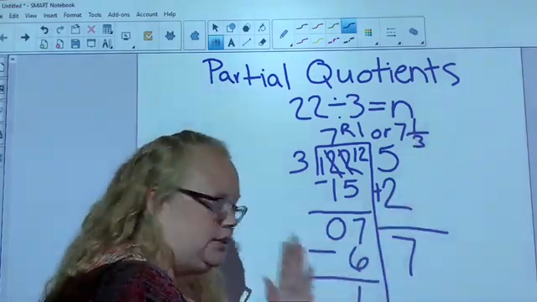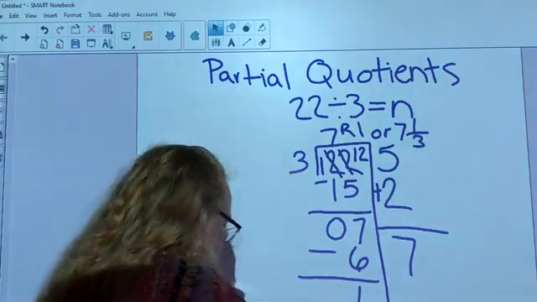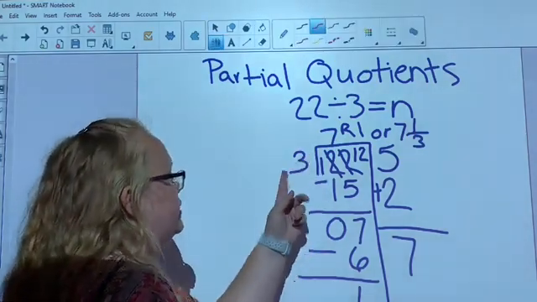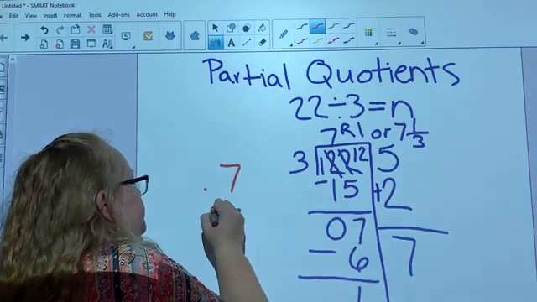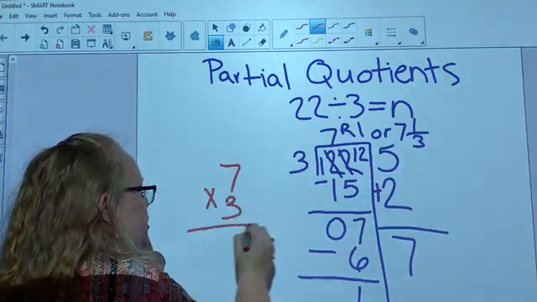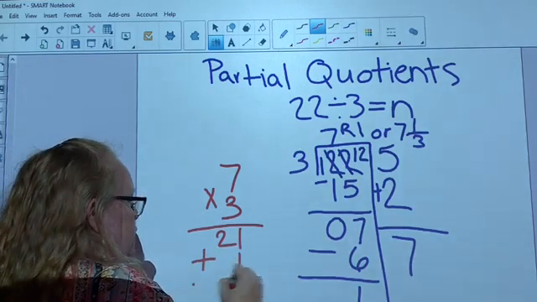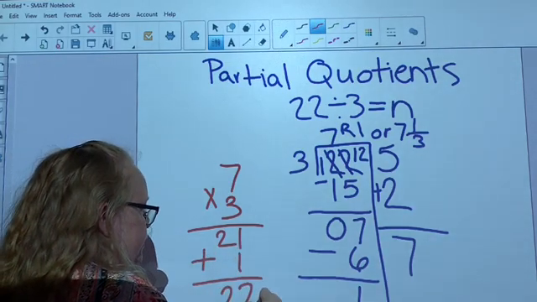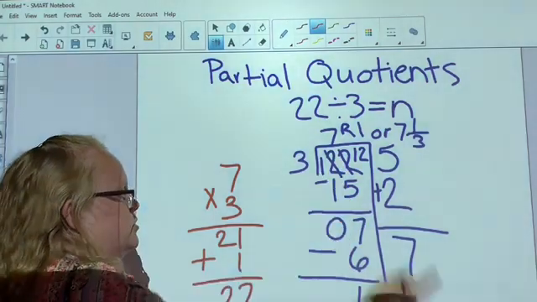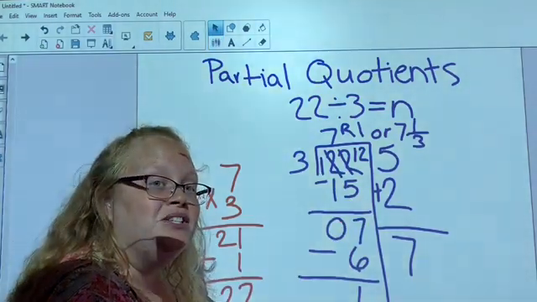I always ask my students to check it, so they know to do 7 times 3, which equals 21, and then add their remainder of 1 to get 22. 22 matches my original dividend, so that means my answer is correct.